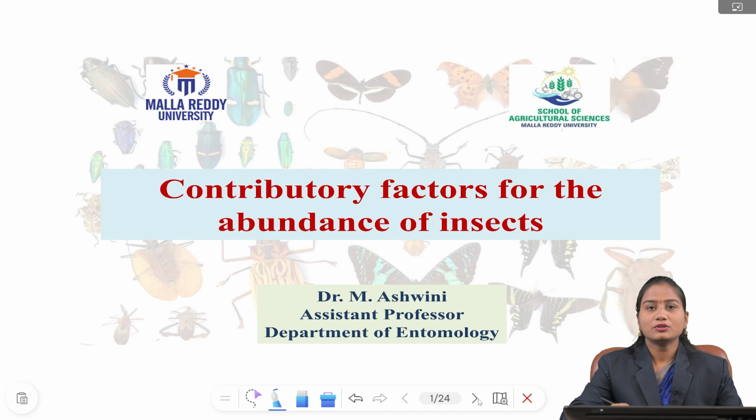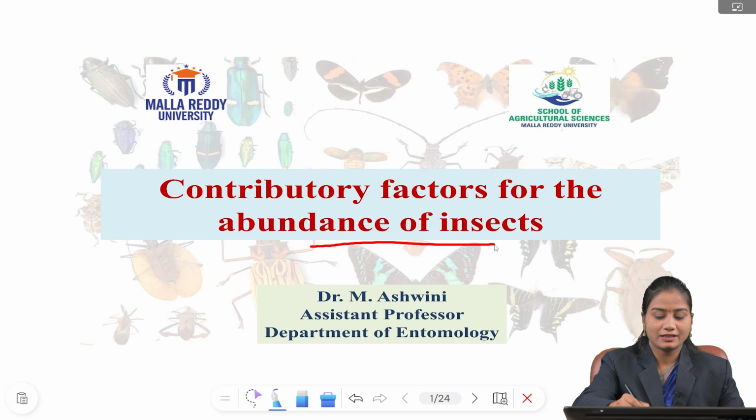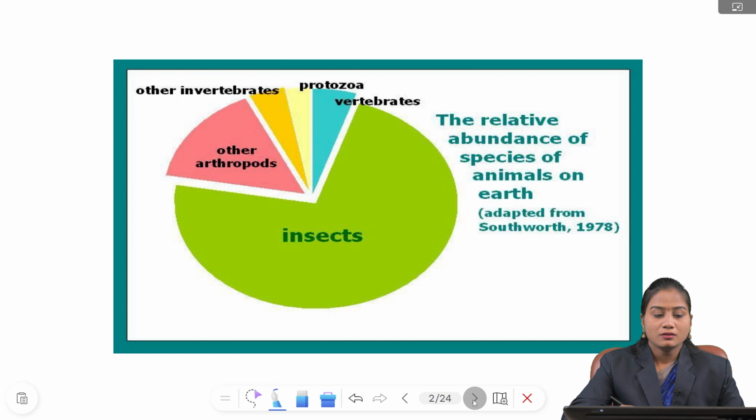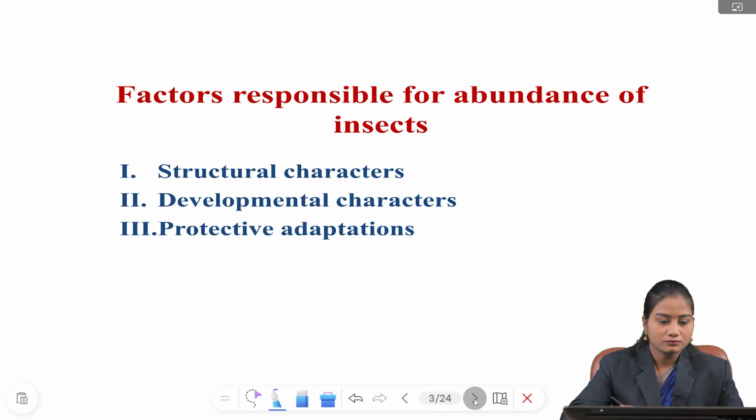Today, we will explore the topic, the contributory factors for the abundance of insects. We all know that in our day-to-day life, we see insects everywhere: on the plants, in the water, in the air, everywhere. They are omnipresent. But what are the reasons for their successful life? Today, we'll explore one by one.